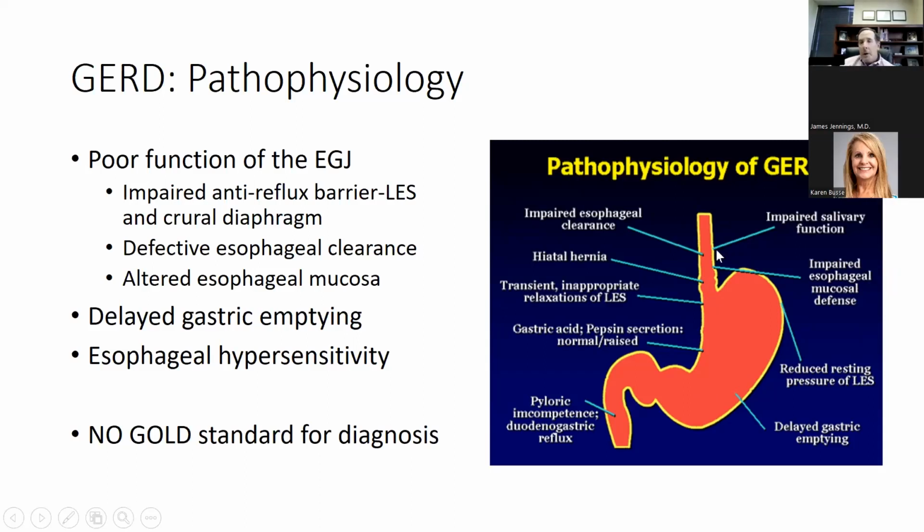There's also a component that we see now where some patients have hypersensitivity to the esophagus, so they feel the reflux more, and we'll talk about that subset of patients as well. That being said, there's no gold standard for diagnosis of GERD.